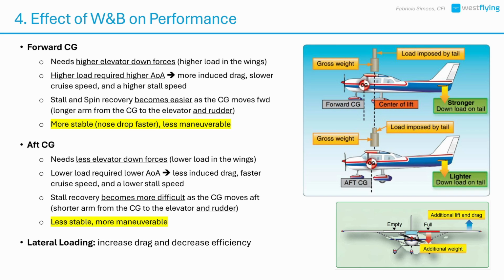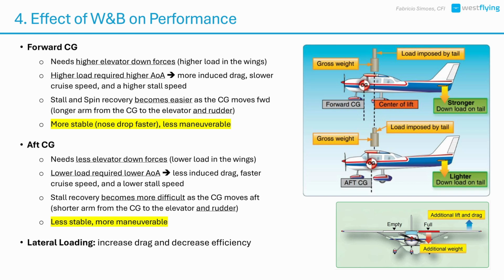This also increases stall speed. Think about it. The airplane is already flying at a higher angle of attack, so the airplane has less room before it reaches the critical angle of attack. On the upside, stall and spin recovery is easier because the moment arm to the tail is longer, meaning the tail has more leverage to correct pitch, and the forward CG will tend to bring the nose down quicker. Overall, forward CG equals more stable but less maneuverable.